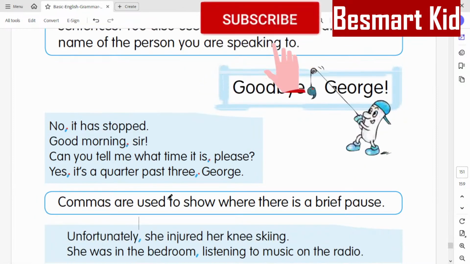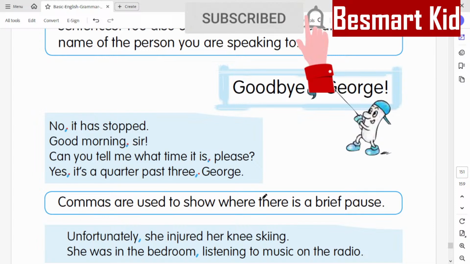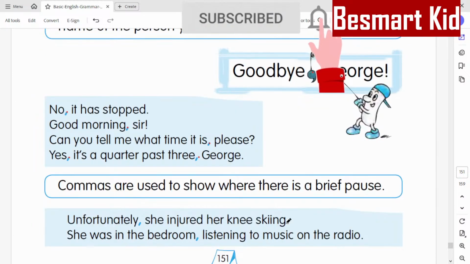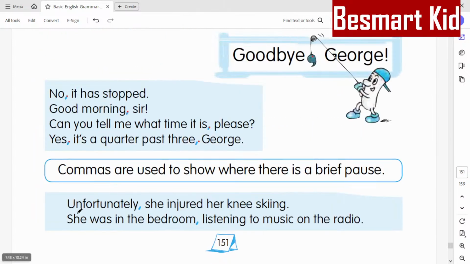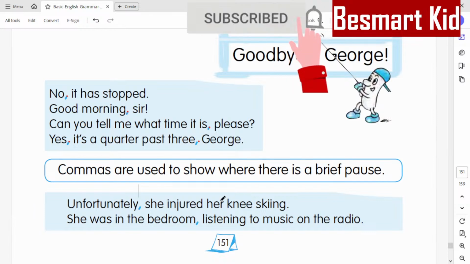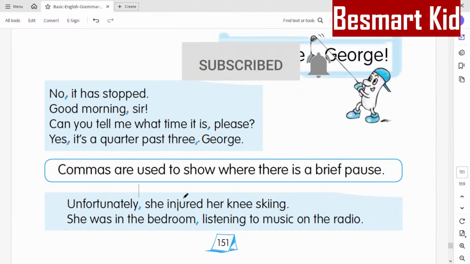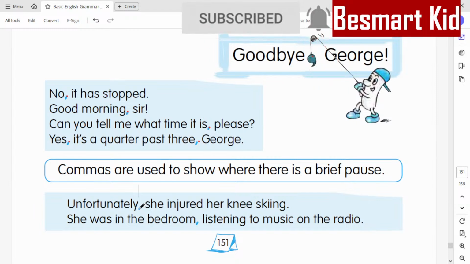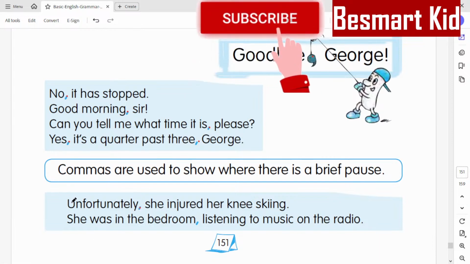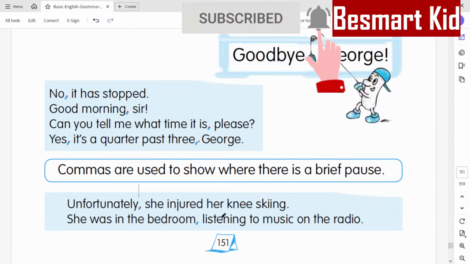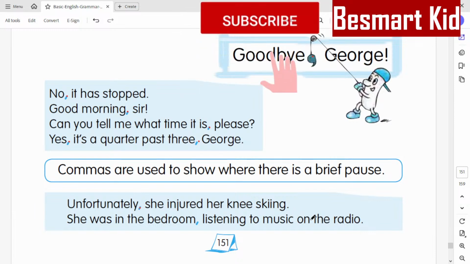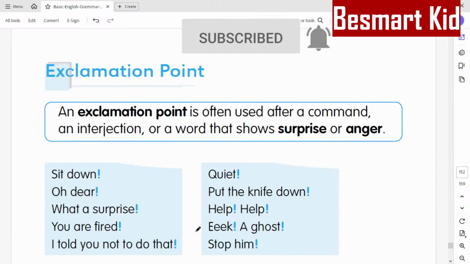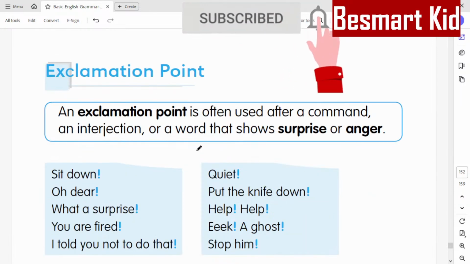Commas are used to show where there is a brief pause. For example, unfortunately, she injured her knee skiing. See, we have a comma here. She was in the bedroom, listening to music on the radio. Here we have our comma. That was the end of the comma.